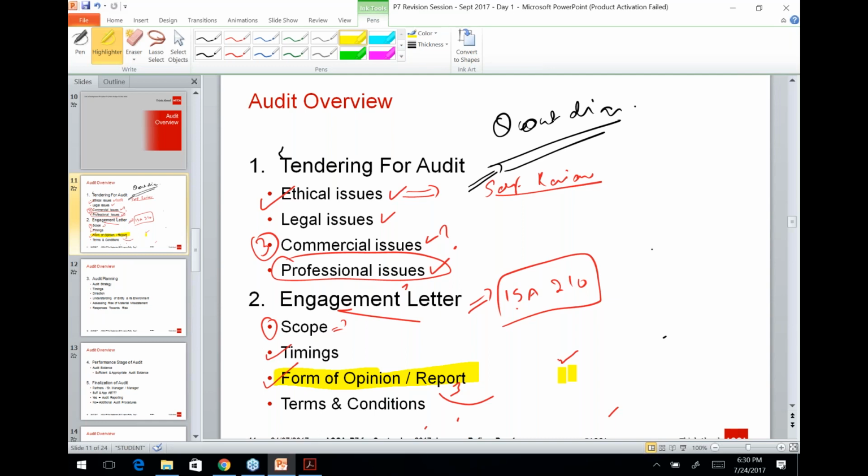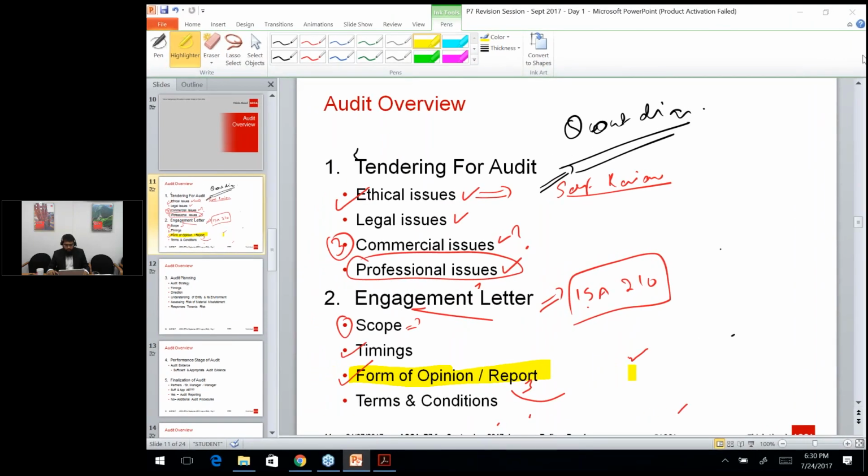Then the other terms and conditions could be the amount of money that you would be charging, the out-of-pocket expenses, the miscellaneous expenses, and the timings when the money would be paid. All these things need to be discussed in the engagement letter.